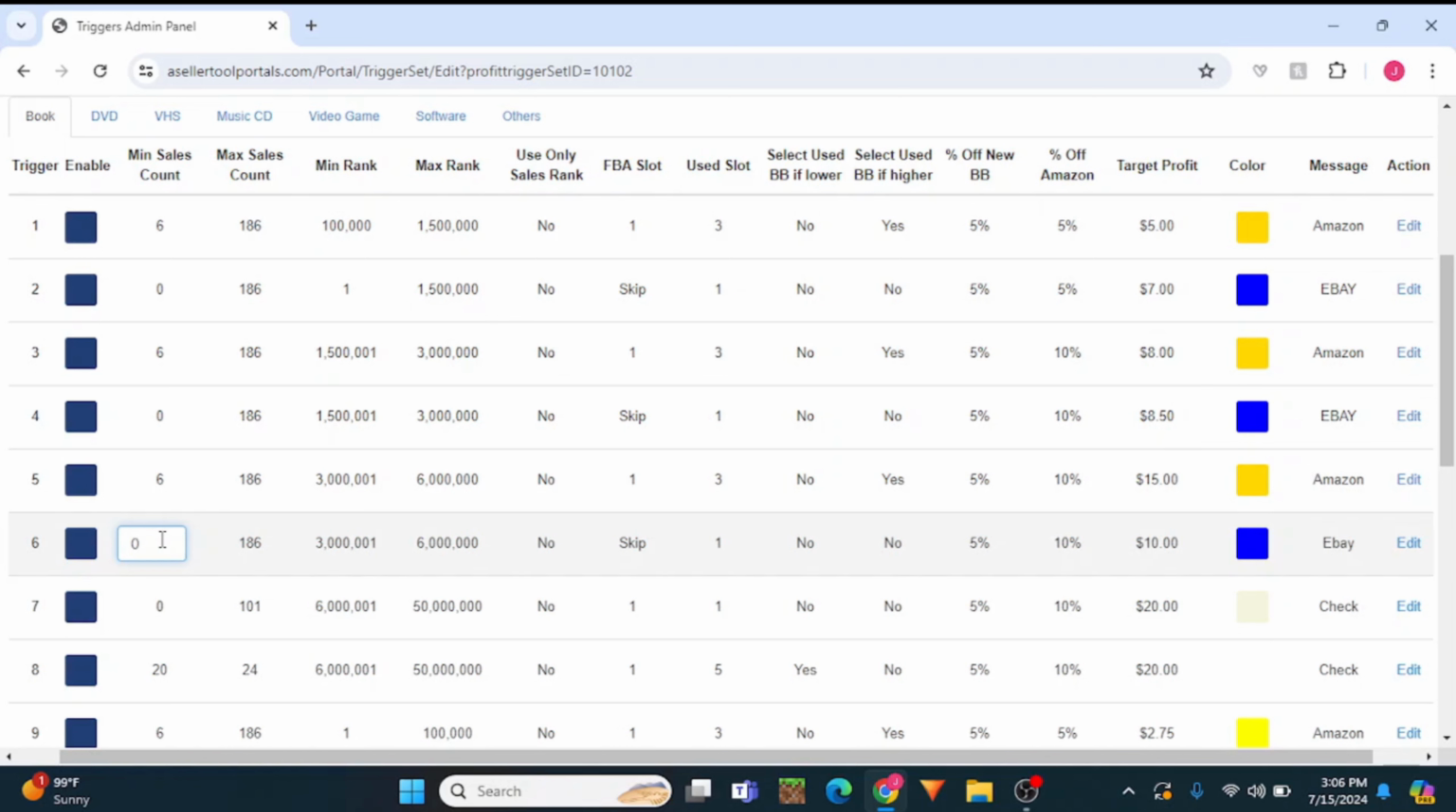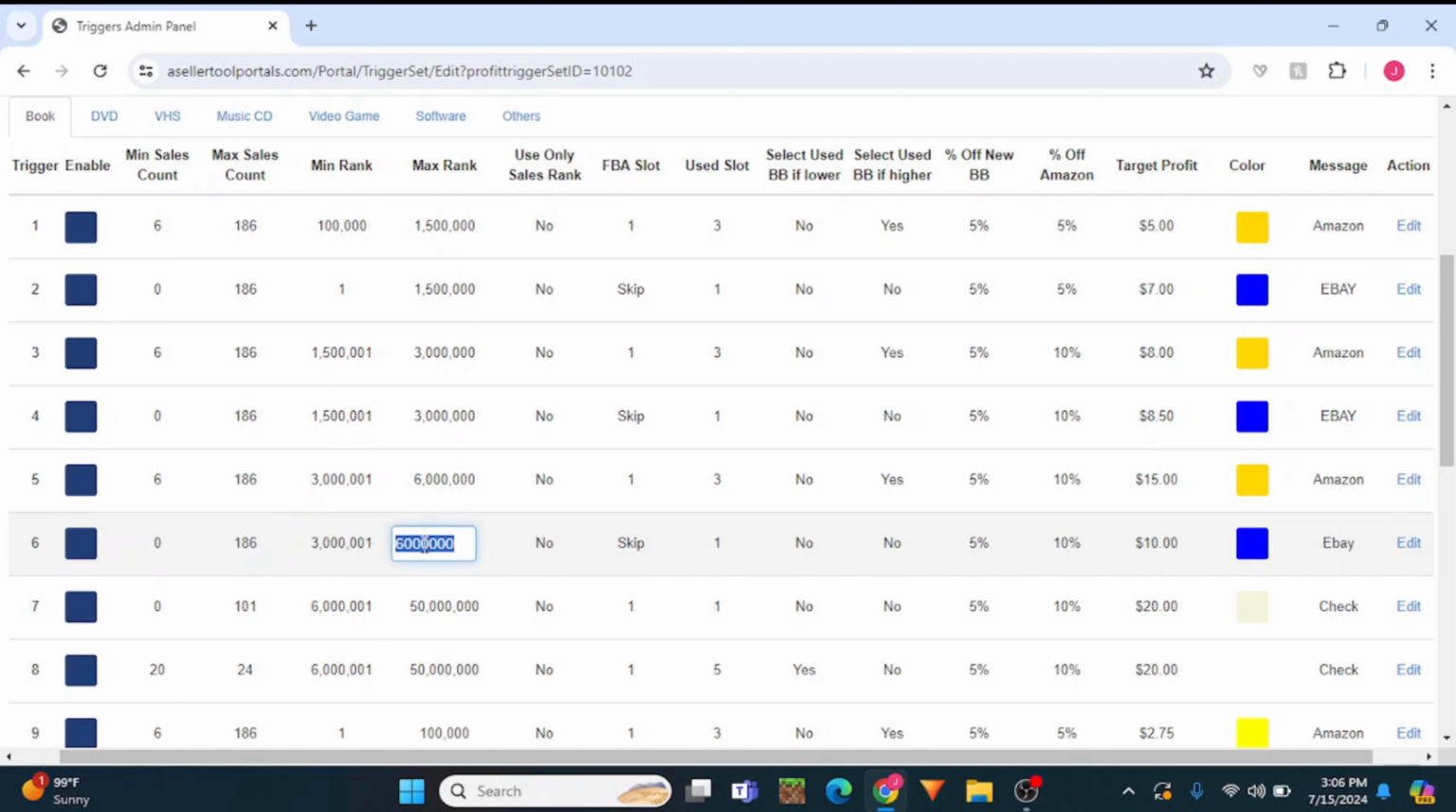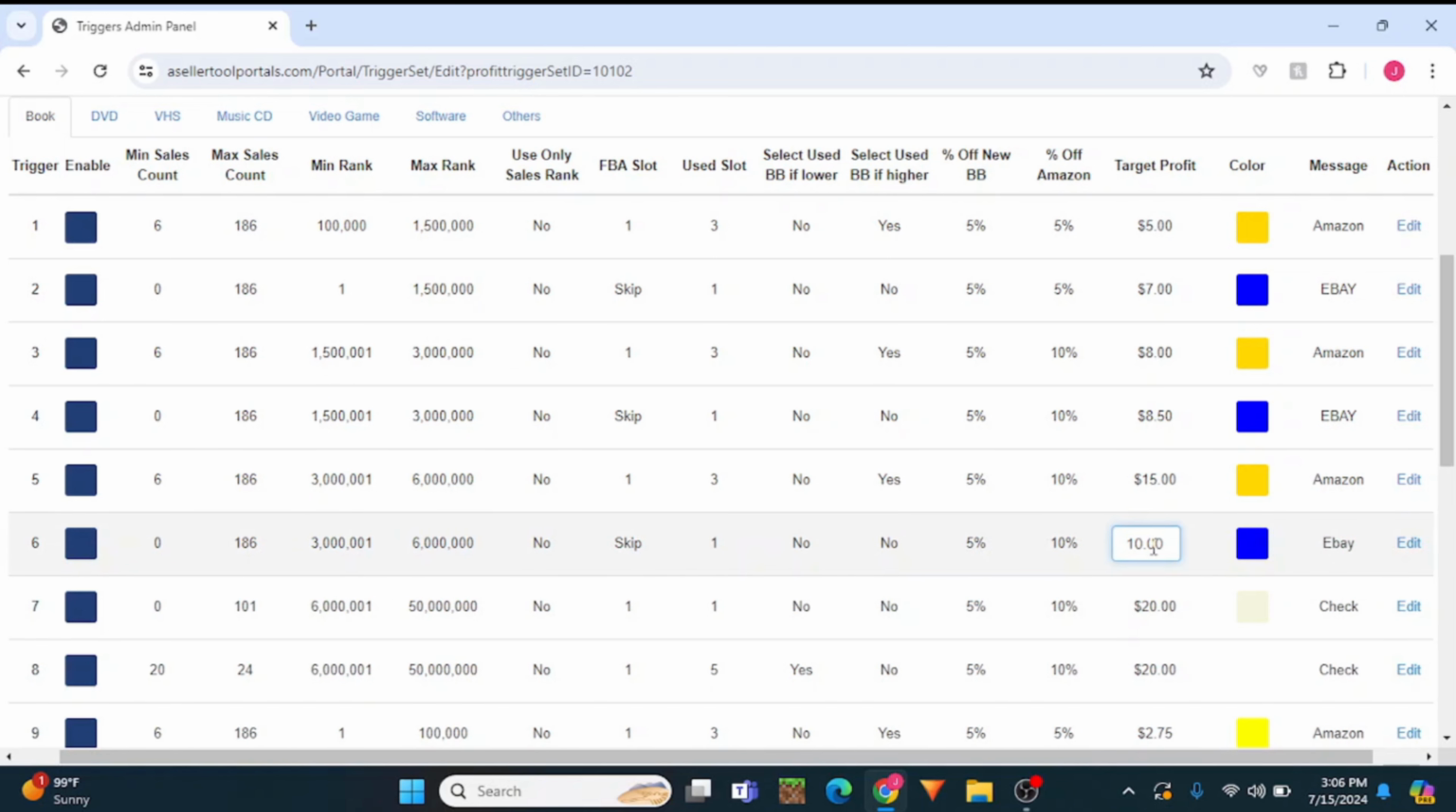Next category, which is where I find the most of my eBay books whenever I am scanning, books that turn blue at least for me. Minimum sales count from 0 to 186, 3 to 6 million on books, and a target profit of just $10, and these turn blue for me.